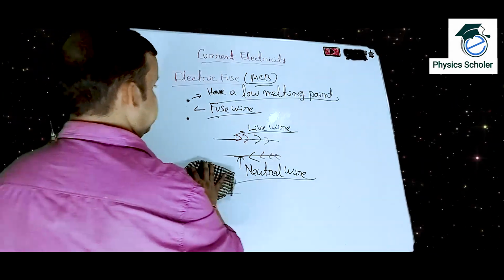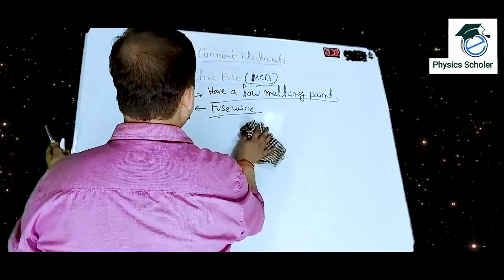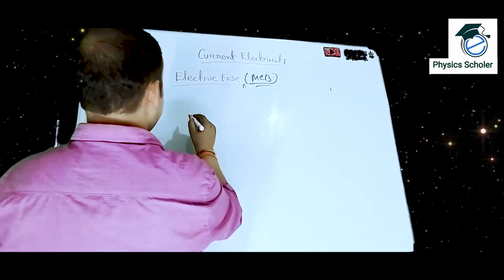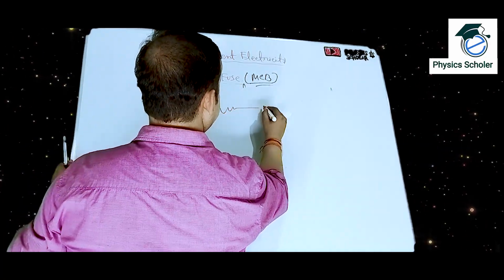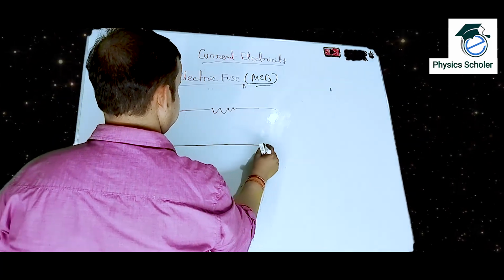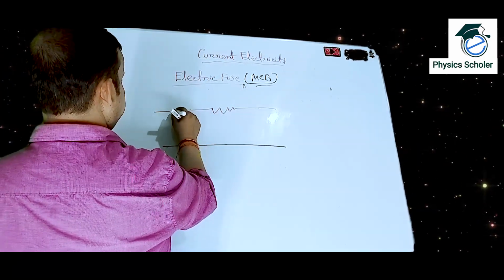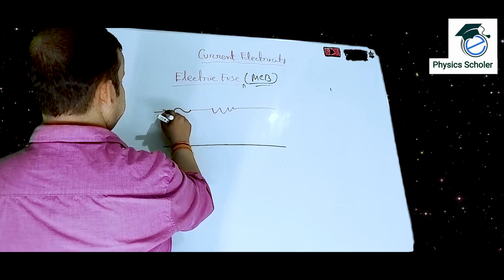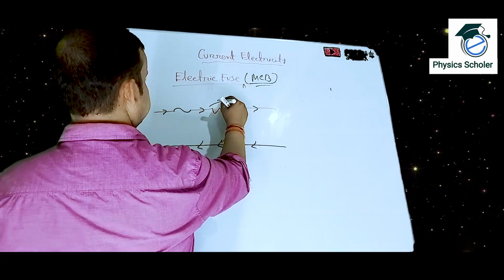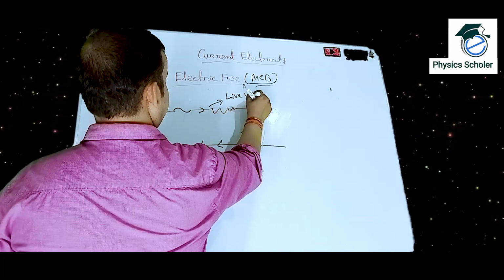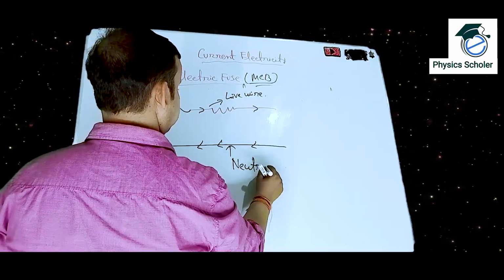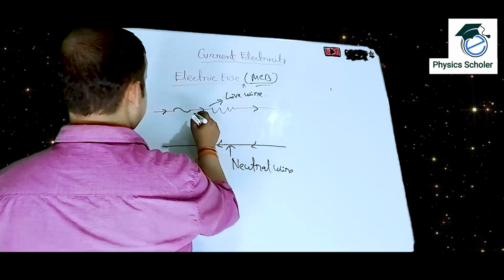Now the fuse wire always needs to be connected with the live wire. How will the fuse wire be connected? Suppose this is the electrical circuit. This is the fuse wire. It is always connected with the live wire, and this is the neutral wire. Now this is the fuse.